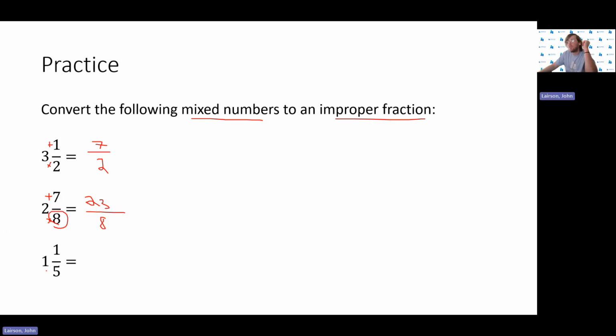And again, one more time. 1 times 5 plus 1. 1 times 5 is 5, plus 1 is 6. Keep that same bottom. So this is changing mixed numbers into improper fractions.